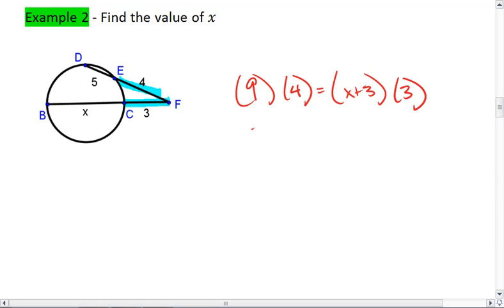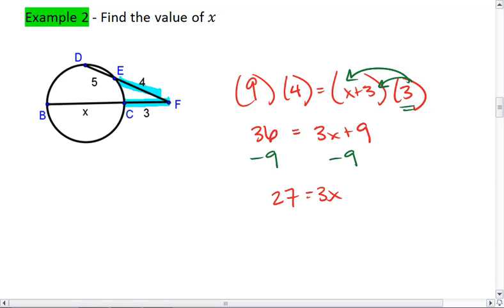We see that 9 times 4 is 36. Over here, we can distribute our 3. We get 3x plus 9. We can subtract 9 from both sides. So we get 27 equals 3x. Divide by 3. And we find that x equals 27.